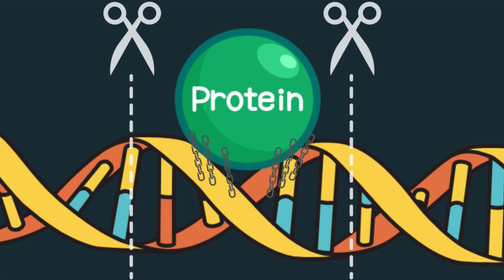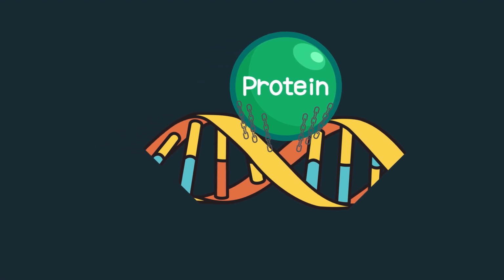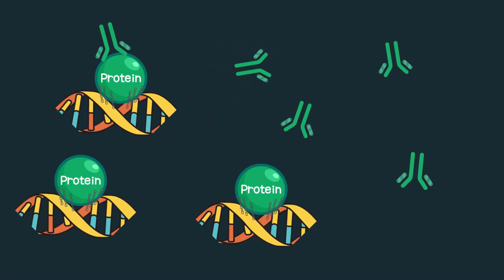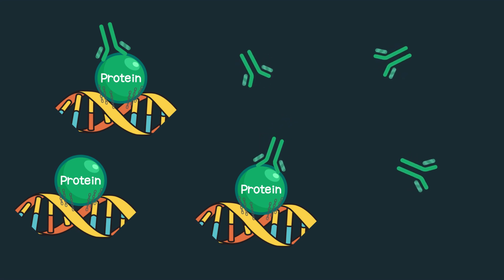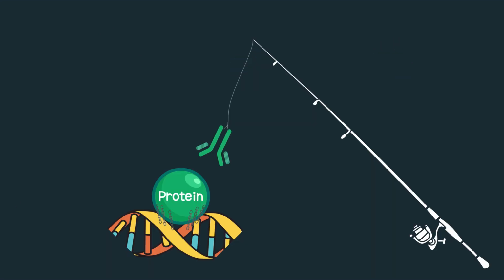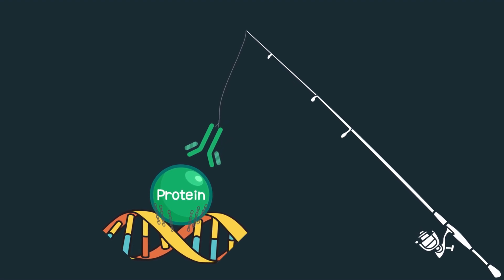Once our interactions are stabilized, we fragment the DNA into smaller, more digestible pieces. This ensures we can analyze them efficiently. Next, we use antibodies that are specific to our protein of interest. These antibodies bind to the protein, allowing us to selectively pull out the protein-DNA complexes from the mixture. It's like going fishing, where each protein could be caught with a specific antibody hook.